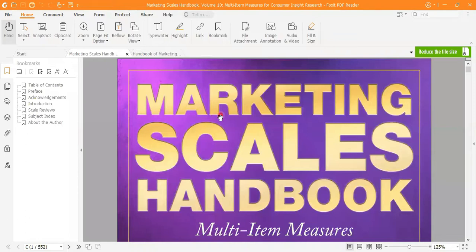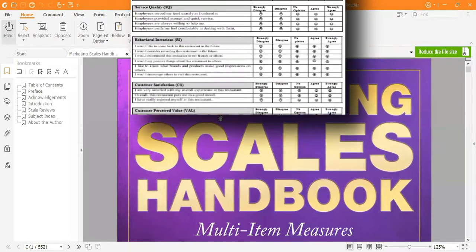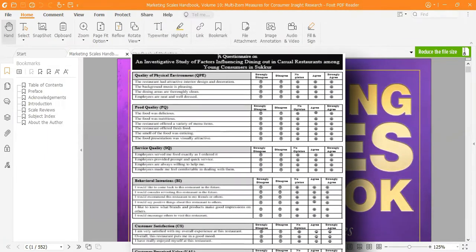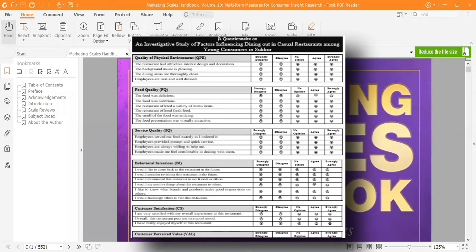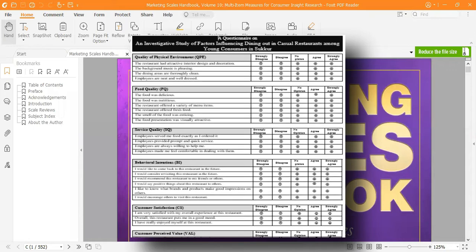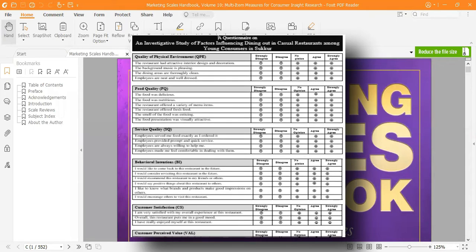Dear friends, whenever we want to write a research paper, we have so many problems in finding the relevant scale, survey instrument, survey tool. Like you are looking here, one questionnaire which was used by me when I was writing a research paper. In this one, there are different constructs, like the quality of physical environment, in which there are some items. So each question in the quality of physical environment, we can say is an item, like the food quality, service quality, physical behavior, intention, customer satisfaction.